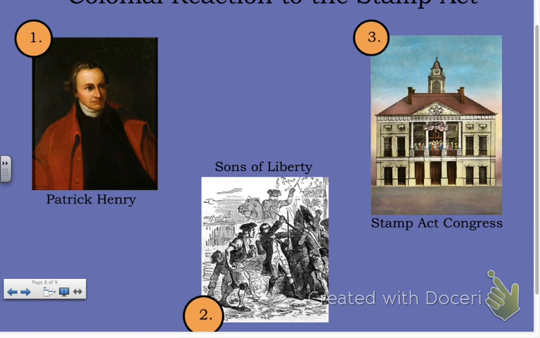Many of the demonstrations turned violent and destructive. The protesters burned stamped paper whenever they could find it. They attacked customs officials, whom they would cover with boiling hot tar and feathers, and then they would parade them through the public. Many British customs officials resigned from their posts out of fear. The Stamp Act protests were effective.